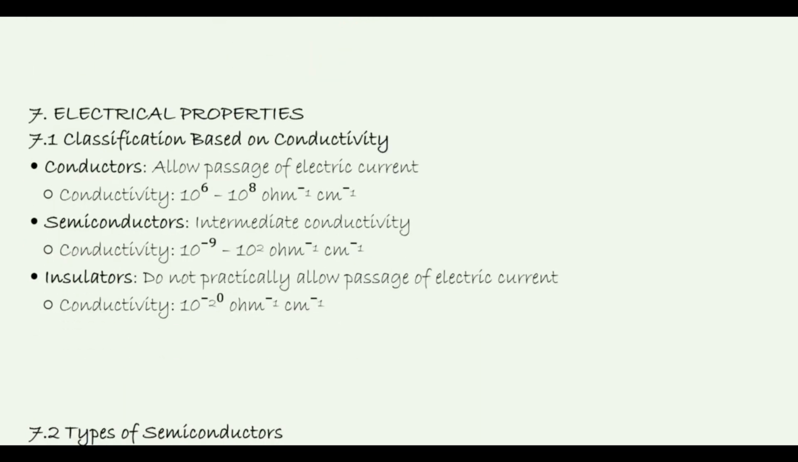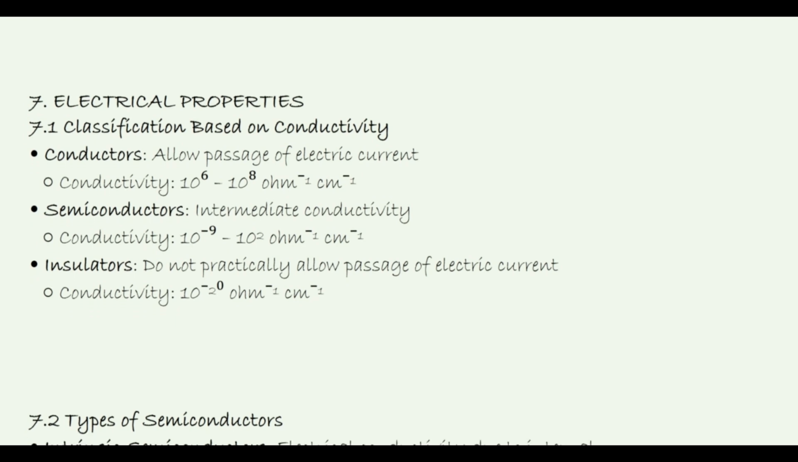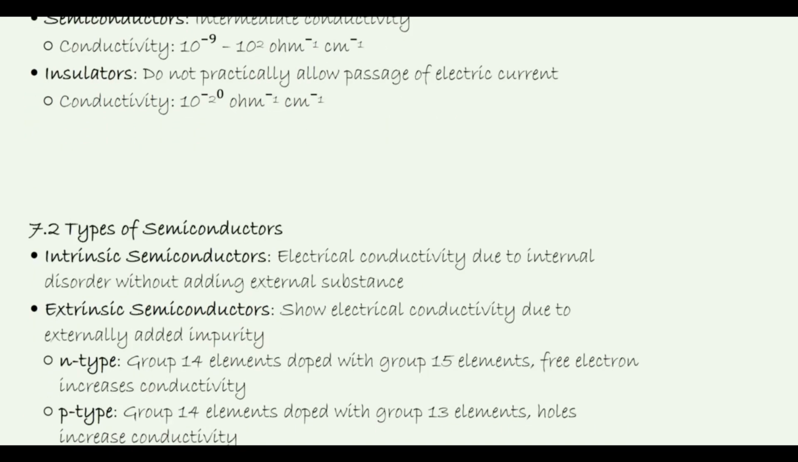Electrical properties: you know about conductors. What are conductors? They allow the passage of electric current. Semiconductors are in between, with intermediate conductivity, and insulators practically do not allow the passage of electric current. But in the case of semiconductors, we have types.